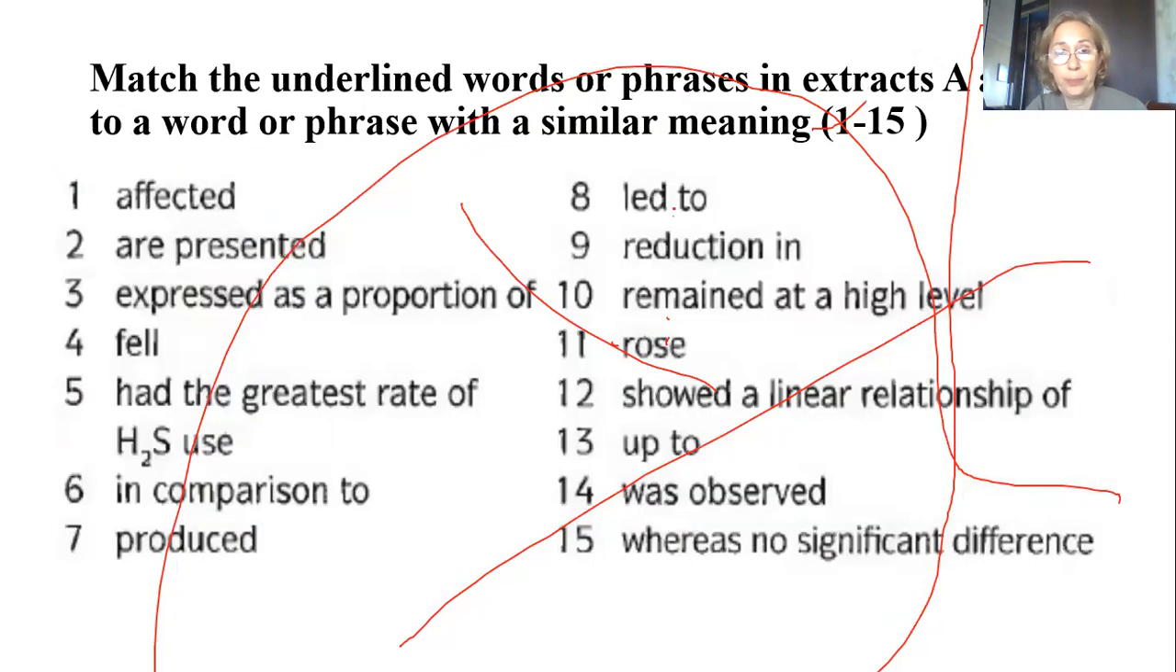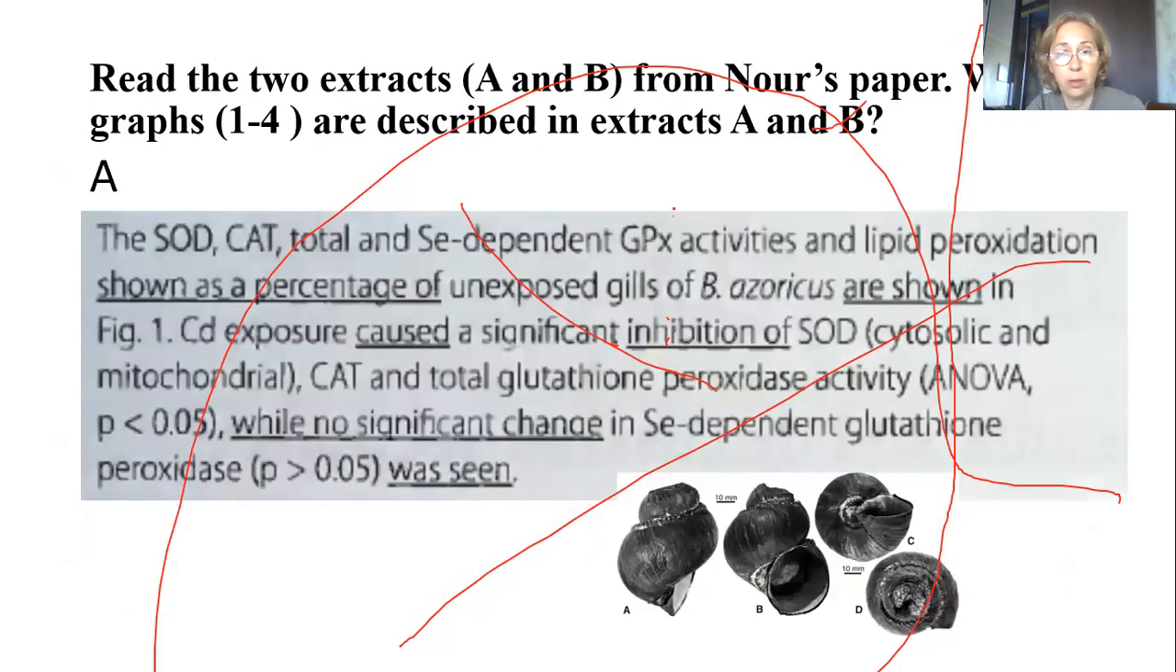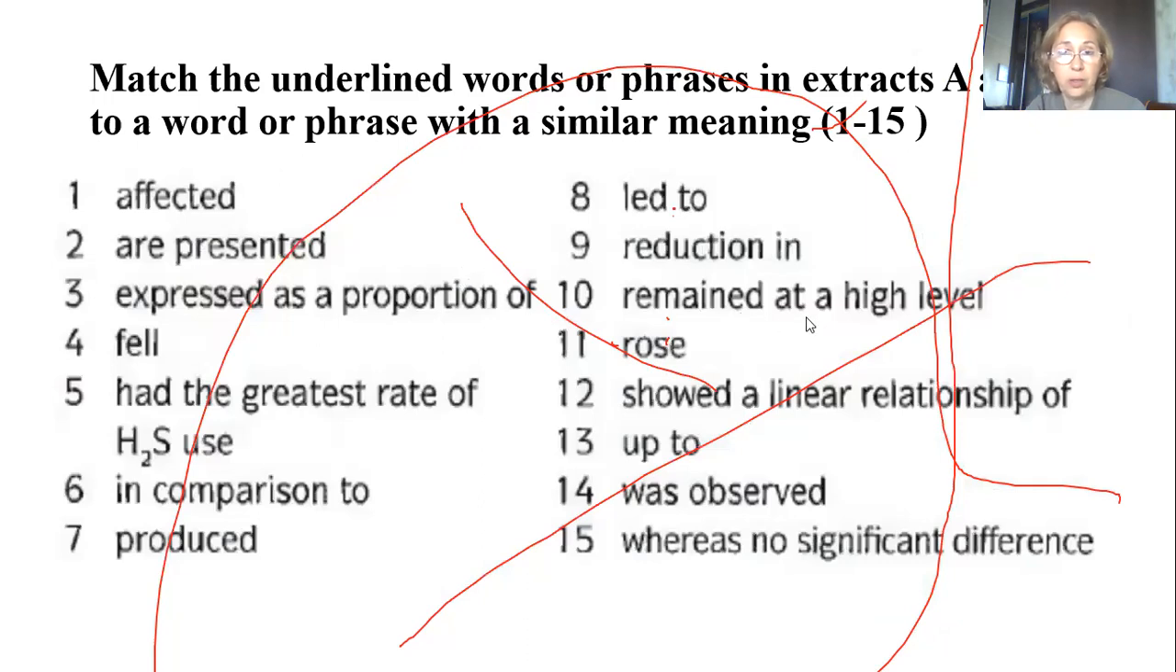The next one is number 10, remained at a higher level. As high as? Sorry? As high as, stayed high. So stayed high. Оставался высоким, да? So remained at a high level.